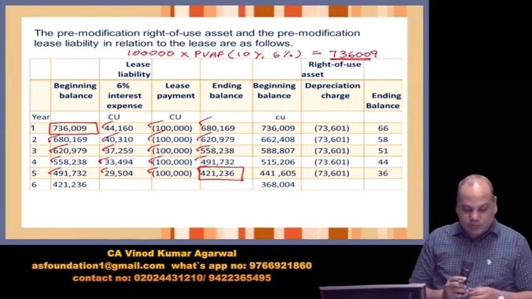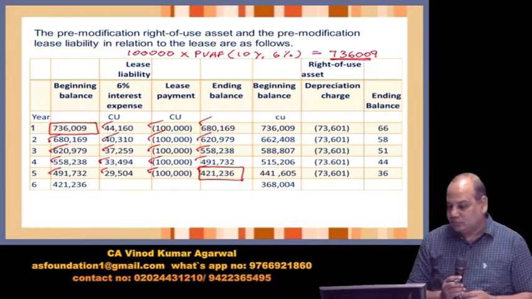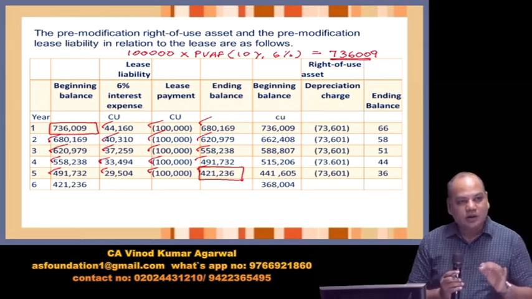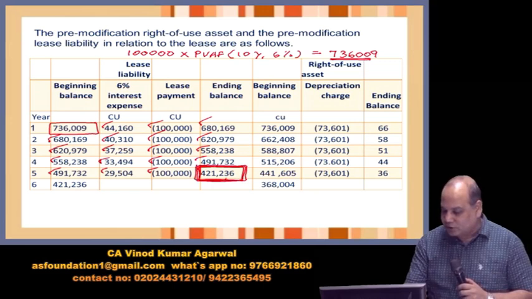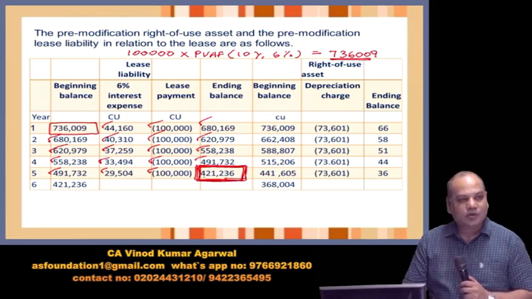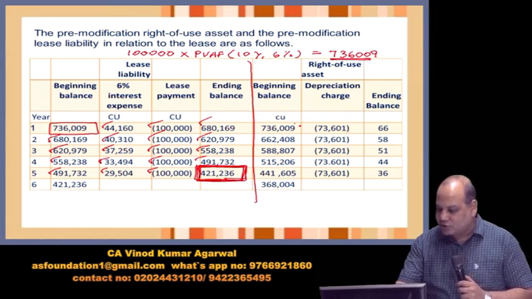So what is my balance now? 421,236 in the lease liability account. This is my balance based on original data after 5 years in the lease liability account. After 5 years or at the beginning of year 6. Agreed? What about the asset? Asset, you just simply take 736,009.